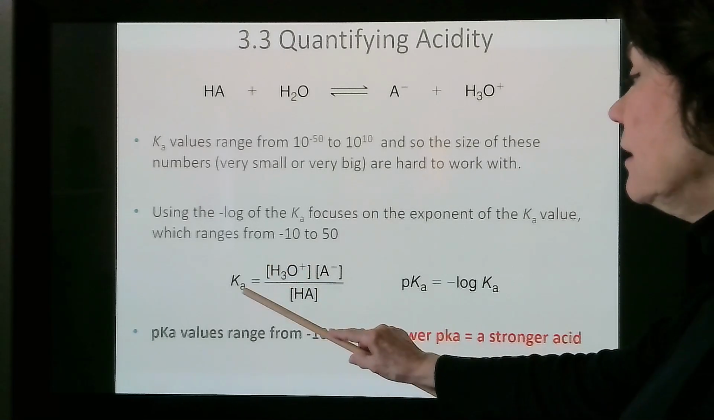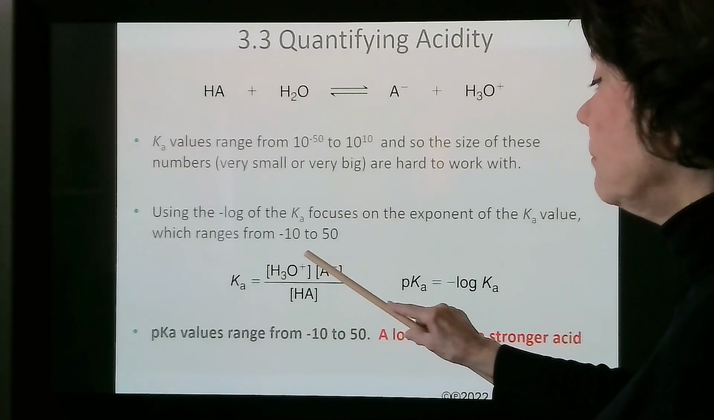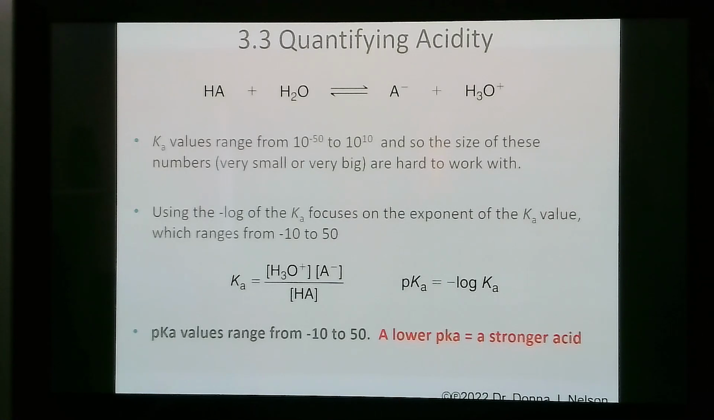And so here is what the equilibrium constant describes. Of course, the lower pKa indicates a stronger acid. So the more negative it is, the stronger it will be.